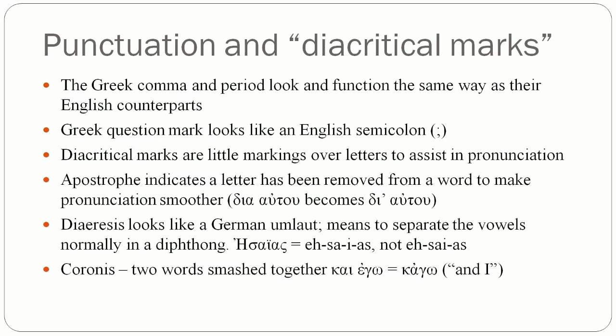Alright, so that's a diaresis, just telling you about the exceptions to the diphthong rule. We're going to separate out those vowels in the diphthong and pronounce them separately. So now here, the last one is called the coronus. The coronus is what happens when you take two words and you squish them together.